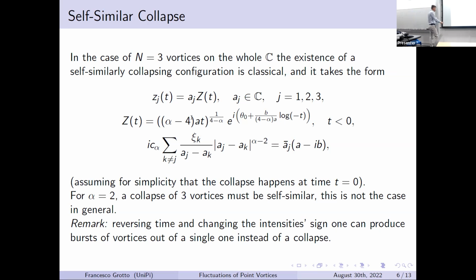And also a further remark, which also goes back to the title. I'm talking about collapses. I'm talking about vortices that go to the same position. But thanks to the symmetry of the system, if you reverse time and change intensities, you can transform the collapse into a burst of 3 vortices out of a single one, like looking at this formula. But this is also true for a general system of n vortices. There are other symmetries you can exploit to transform collapses into bursts, but this is the easiest one to picture.